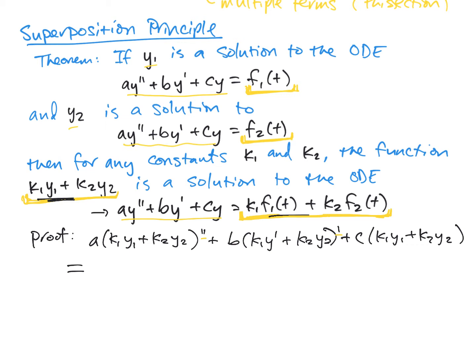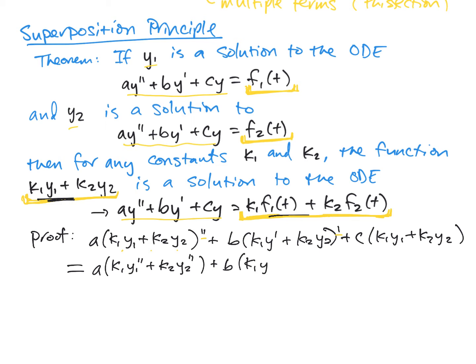the derivative operator, when we do this, is going to respect the linearity of what's inside the parentheses. So if we have to take the second derivative of the stuff in the parentheses, because of the linearity of the derivative, we can just put those derivatives onto the y's. So then we get a times k1 y1 double prime plus k2 y2 double prime. That's the gist of this. That's why this works.